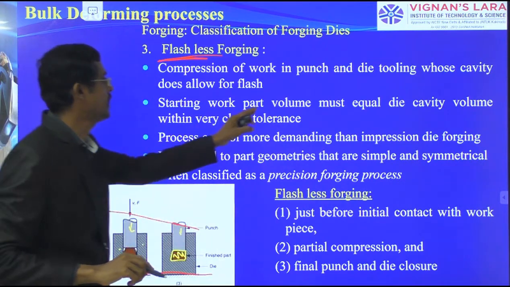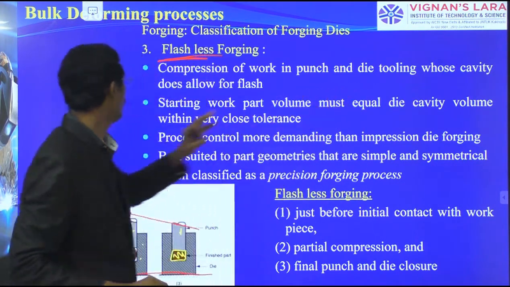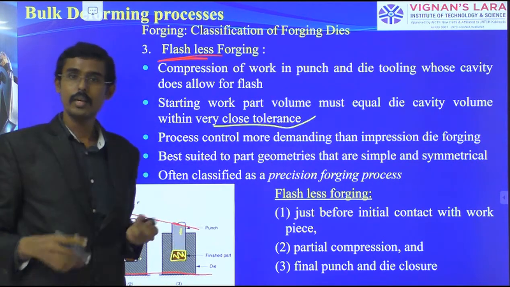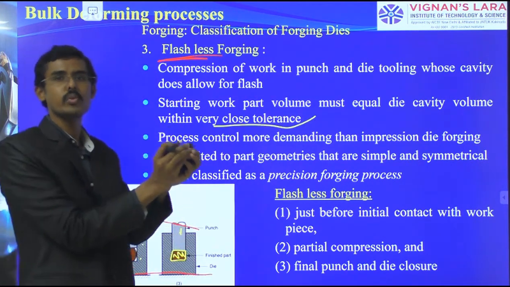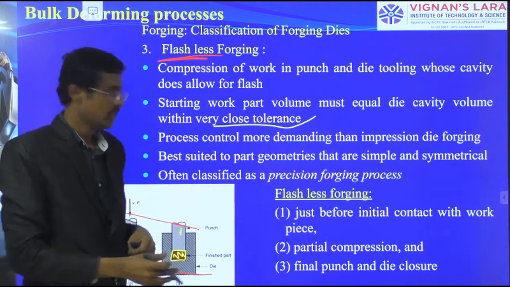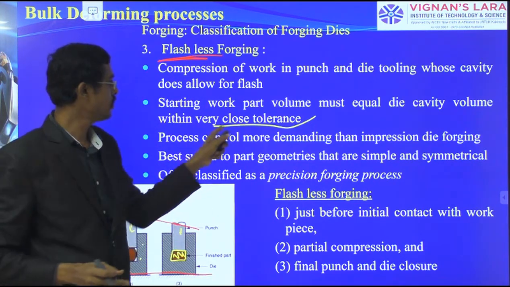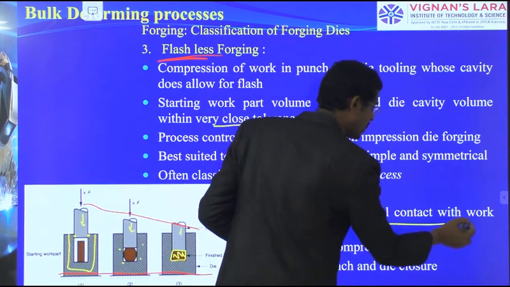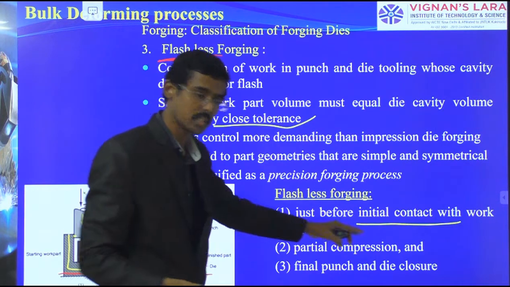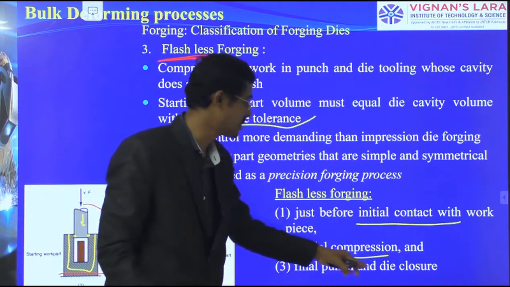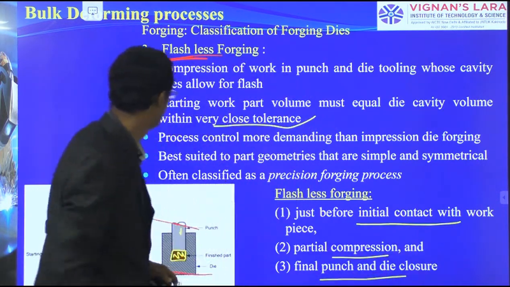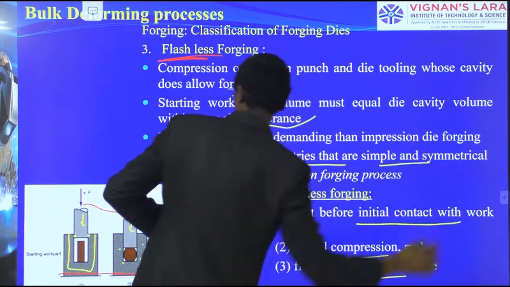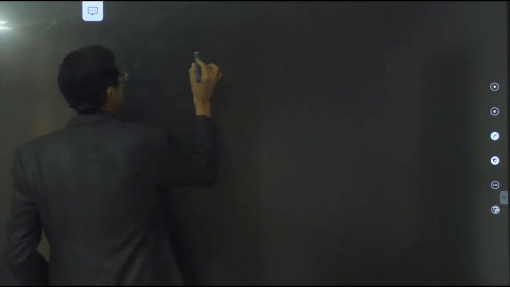So the starting workpiece volume was equal to the die cavity volume, within very close tolerance. We can maintain the tolerance here because there is no chance of material moving out; it is restricted inside. Therefore we are able to do this. So in flashless forging, just before initial contact with the workpiece, partial compression, the final punch and the die are done. It is best suited for part geometry that is simple and symmetrical.